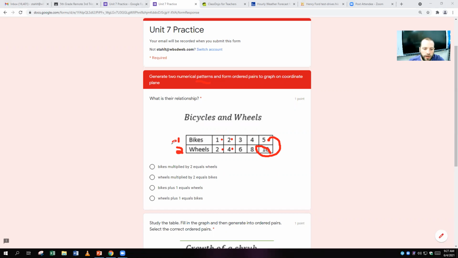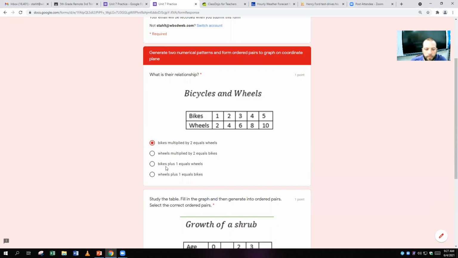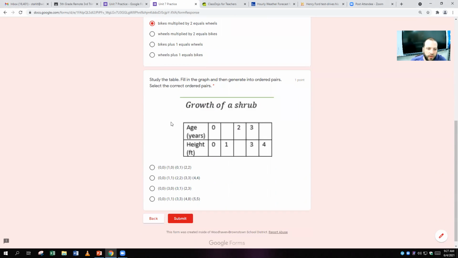So every one gets 2. So it's bikes times 2 equals wheels. It's not wheels times 2 makes bikes. It doesn't make sense. Bikes plus 1 equals wheels. Here, yes, but nowhere else. Wheels plus 1 equals bikes. That just doesn't make any sense.